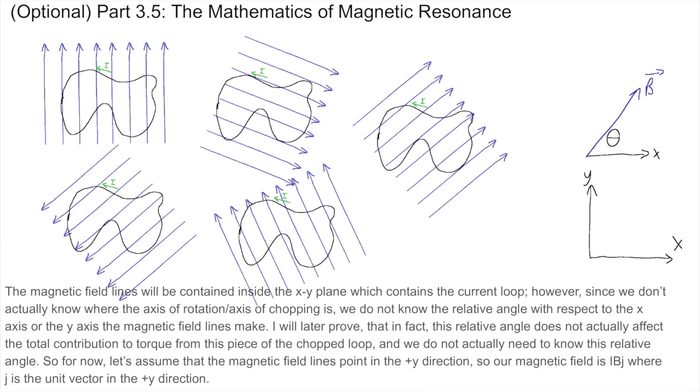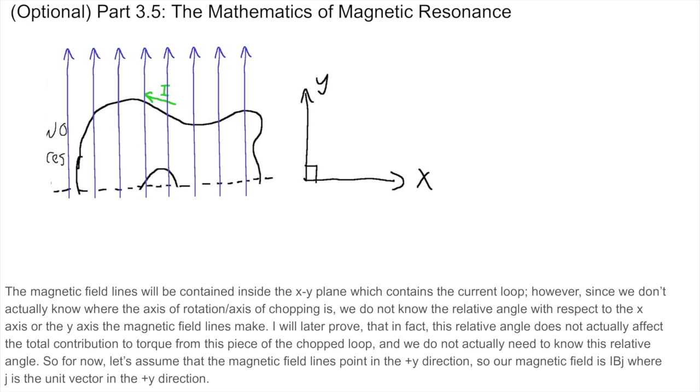The magnetic field lines will be contained inside the xy plane, which contains the current loop. However, since we don't actually know where the axis of rotation / axis of chopping is, we do not know the relative angle with respect to the x-axis or the y-axis the magnetic field lines make. I will later prove that, in fact, this relative angle does not affect the total contribution to torque from this piece of the chopped loop, and we do not need to know it.